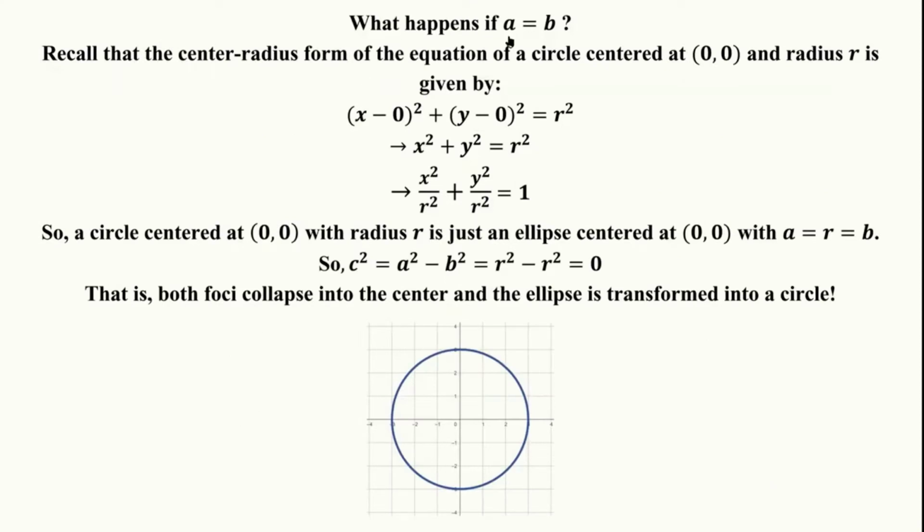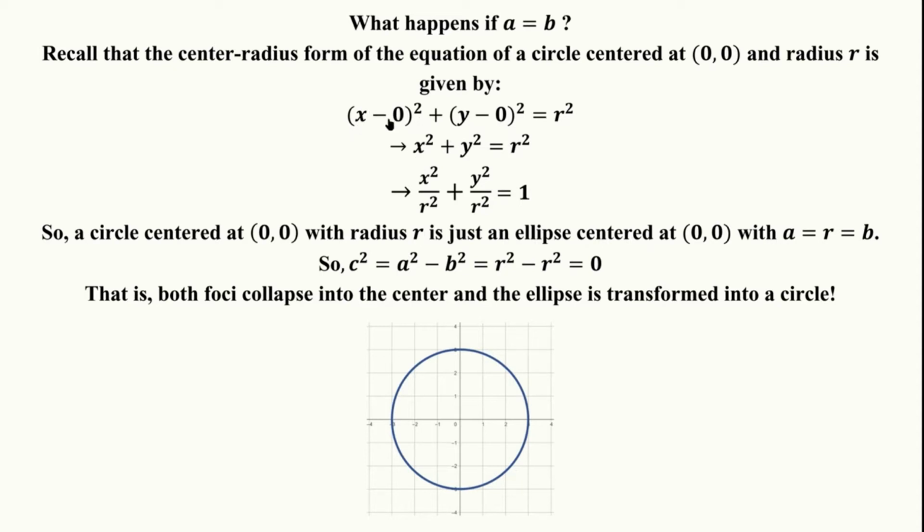All right, so you may wonder what happens if a equals b. Well, recall that the center radius form of the equation of a circle centered at 0, 0 and radius r is given by this formula right here. So if we simplify, we just get x squared plus y squared equals r squared.